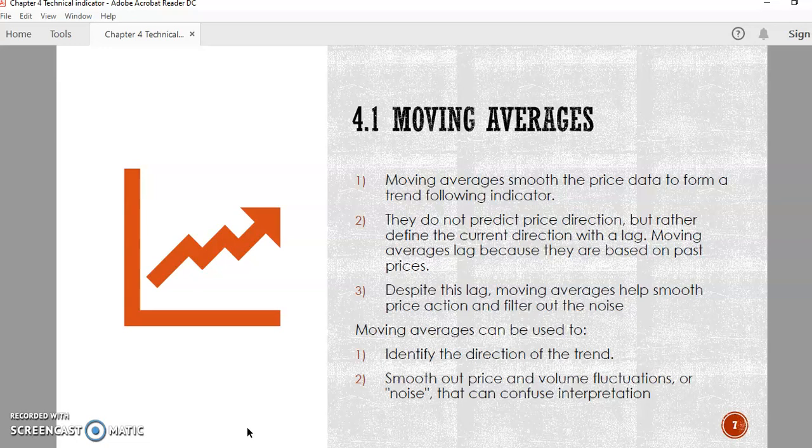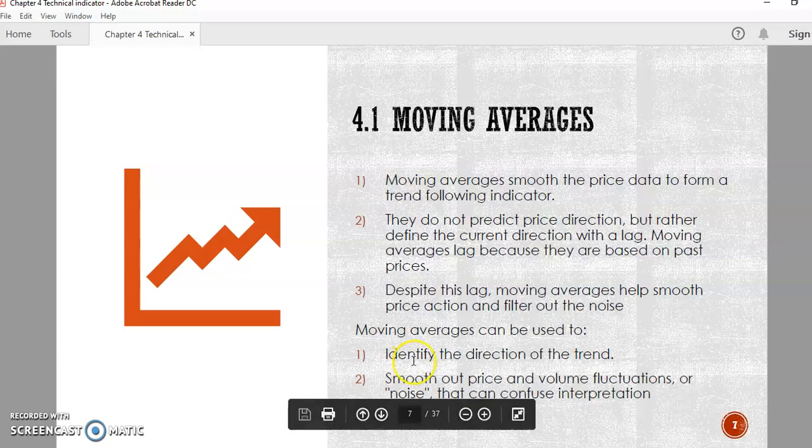Moving average lags because it is based on past price. Okay, despite this lag, moving average helps to smooth price action and filter out the noise. Moving average can be used first to identify the direction of the trend, either uptrend or downtrend. Second, to smooth out price and volume fluctuation or to eliminate the noise that can confuse the interpretation.